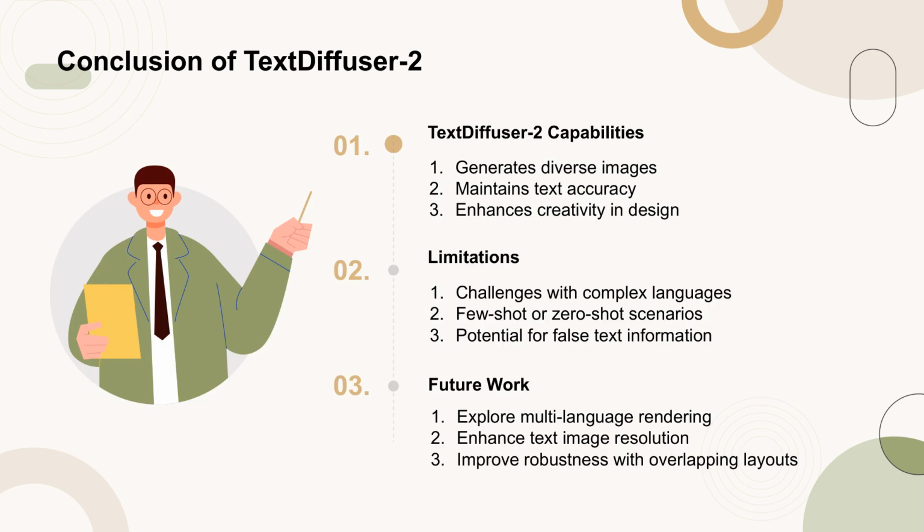TextDiffuser-2 demonstrates significant capabilities in generating diverse images while maintaining the accuracy of the text. It has applications in enhancing creativity in fields like graphic design and educational materials. However, it faces challenges with complex languages, potentially leading to few-shot or zero-shot scenarios. Additionally, there is a risk of generating images with false text information if used maliciously.